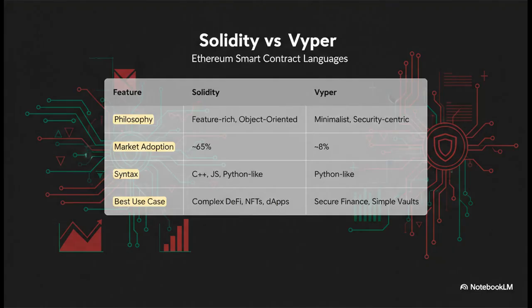So, your first big choice, which language? It really depends on what you're building. Are you trying to create some sprawling, complex DeFi protocol with a million moving parts? Then yeah, Solidity, with all its features and its huge community, is probably your best bet. But what if you're building something simpler but with incredibly high stakes, like a vault that's going to hold millions of dollars?